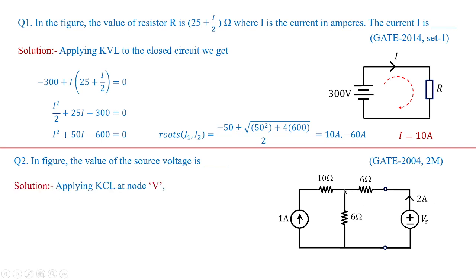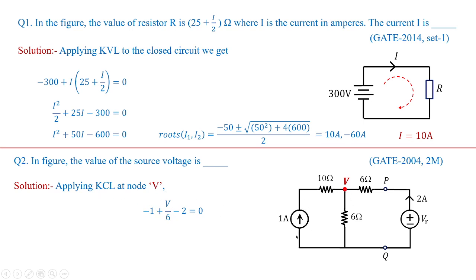Since we have two loops and one common node, I'm going to apply KCL at the particular node V so that I can get a one line solution. P and Q are the references where the source voltage is asked, and we need to remember that 2 amperes is getting delivered from this source voltage. My interest is to find out V. Once I get the value of V, it will be easy for me to find the value of Vs.